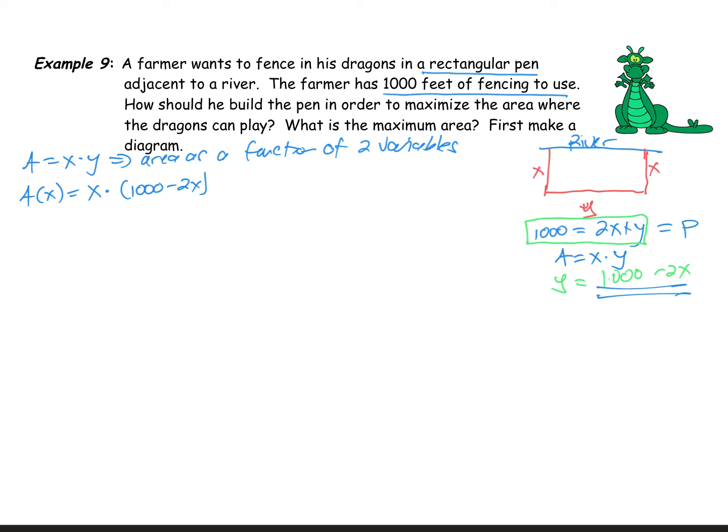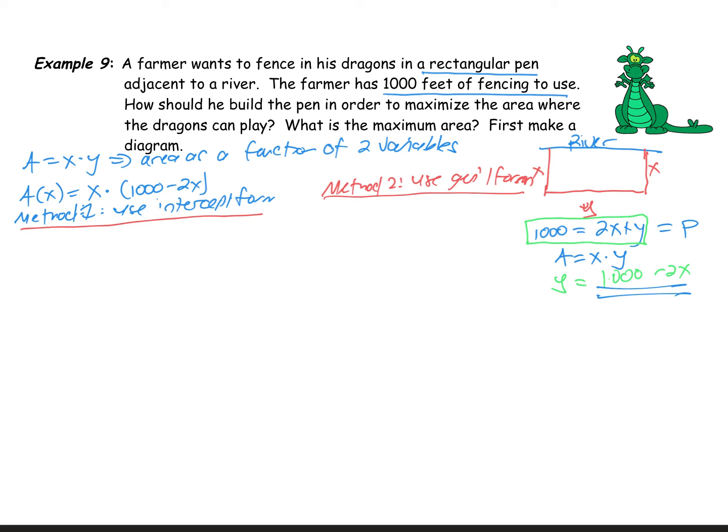There are two different approaches that we can use to solve this. Method one would be to use intercept form, and method two would be to use general form. You can use whichever method makes more sense to you. So we'll begin with intercept form. This function is already written in intercept form. If we're trying to maximize the area, that means we're trying to find the vertex.